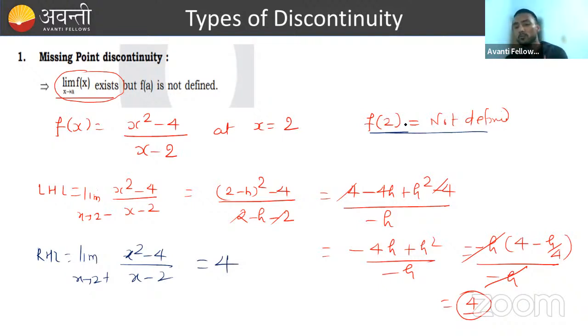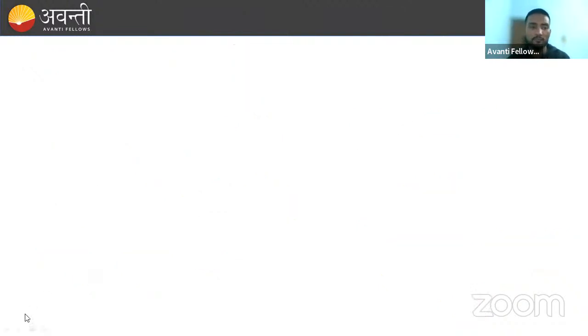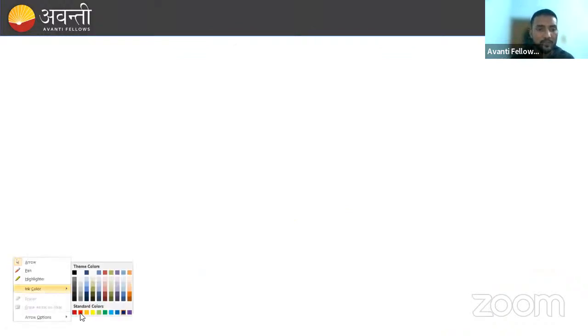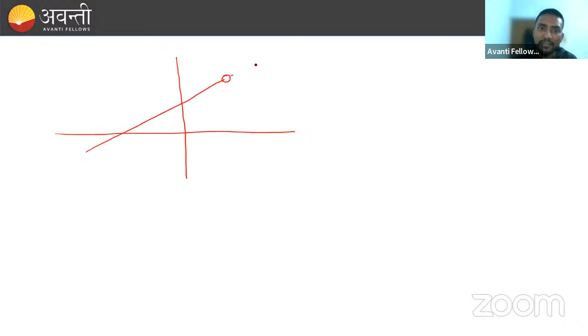I just wanted to draw the graph of this function. If I draw this graph, it will be like this. Like this it will go, and at 2 it is not defined, and then it will go like this. So what I can see is that the value is 4, but exactly at 2 it is not defined, so that's why there is an open hole like that. LHL and RHL are equal on both sides, but the function is not defined there.